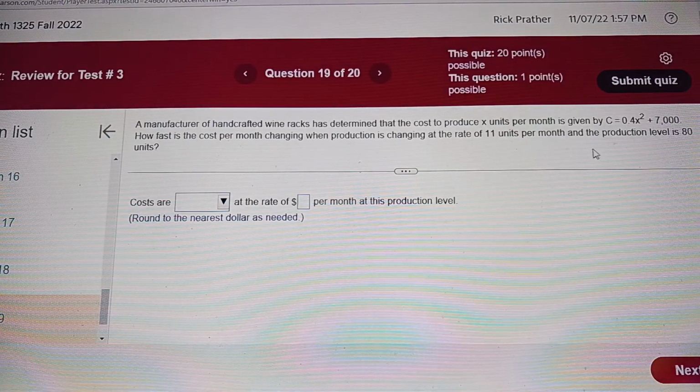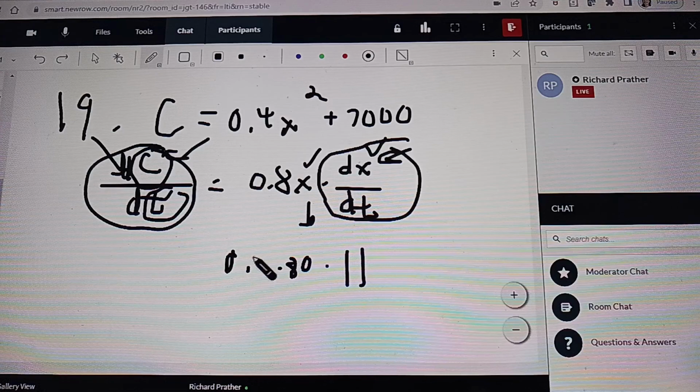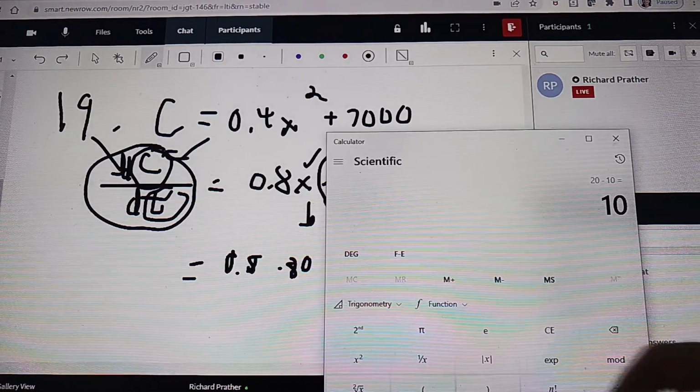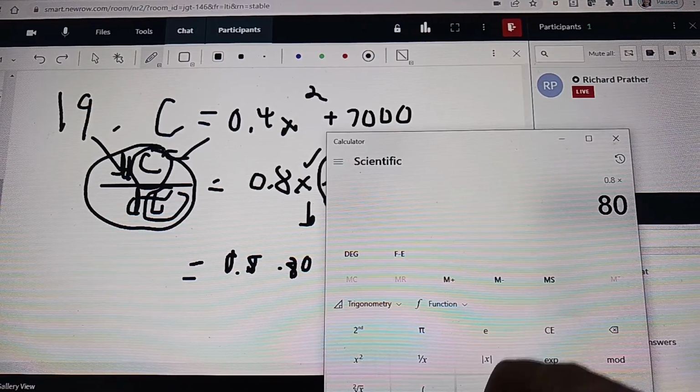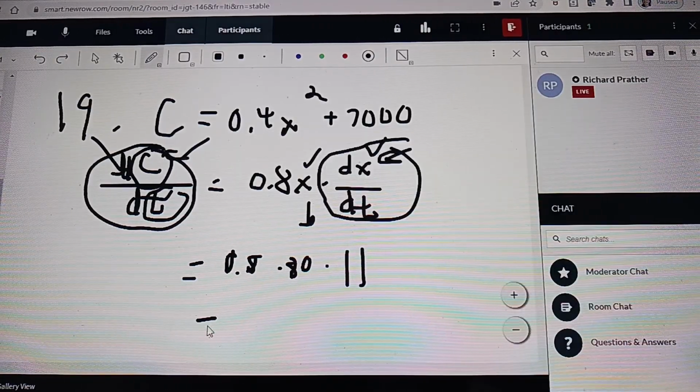And then the production level is 80 units, so that's just raw X. Raw X is 80. If I produce 80 units and it's changing at a rate of 11 at that moment in time, then I can figure out how the cost is changing. So 0.8 times 80 times 11, 704. The cost is changing by $704 per unit of time at that moment in time.